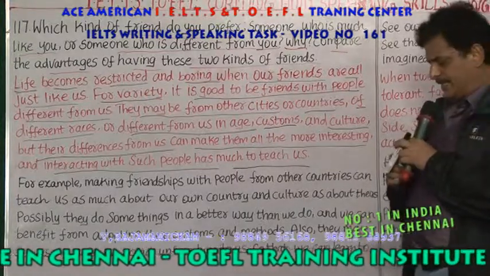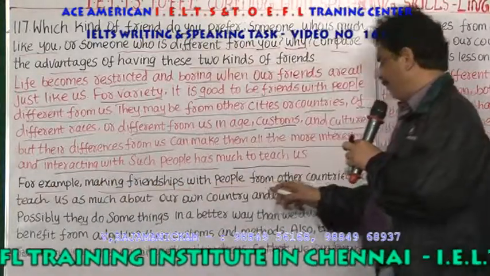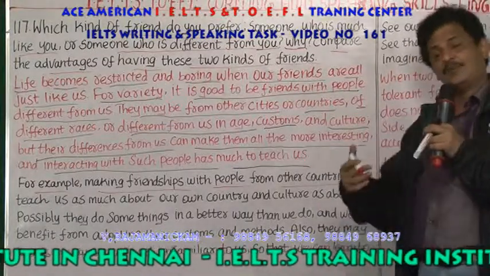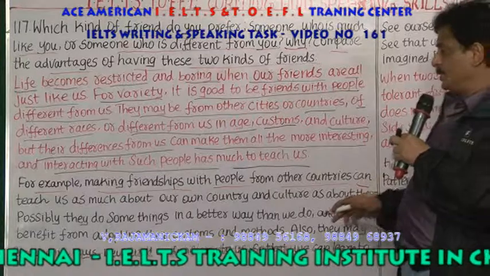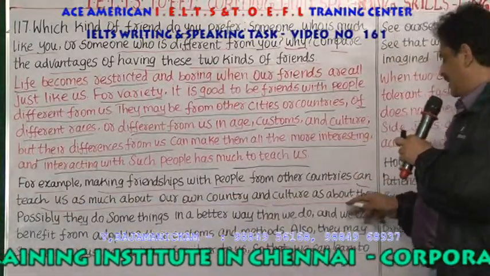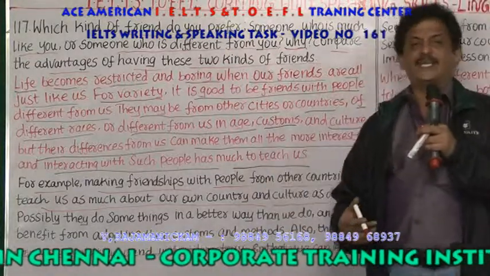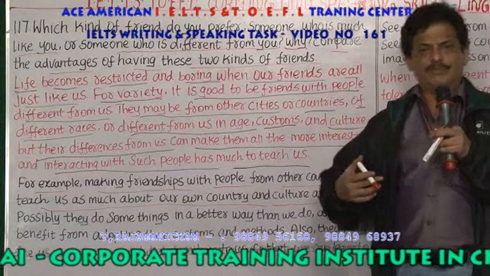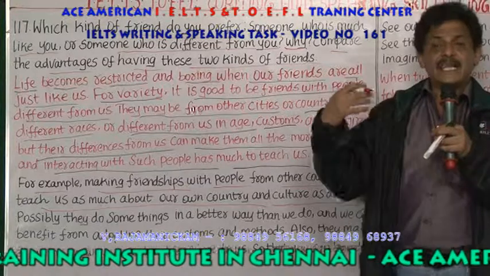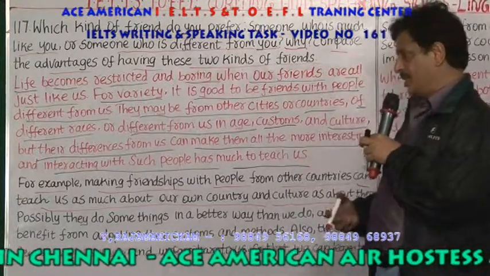See, what's he given here as an example? For example, making friendships with people from other countries. Other countries, not other states, other countries. What does it do? It can teach us as much about our own country and culture as about theirs. So when you befriend a friend from Japan, you learn their customs and culture, just like how you learn your own customs and culture.